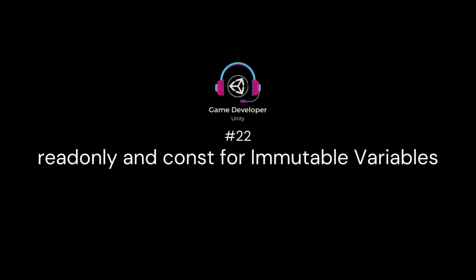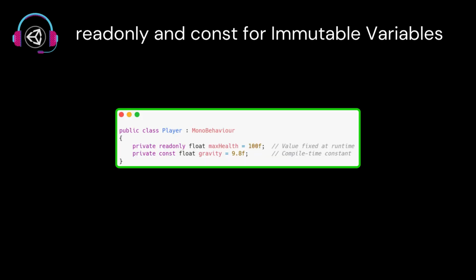Tip number 22, use readonly and const for immutable variables. For values that don't change, use readonly and const instead of regular variables. This allows the compiler to optimize memory usage and can improve performance. A readonly variable's value is set at runtime, while a const is determined at compile time.